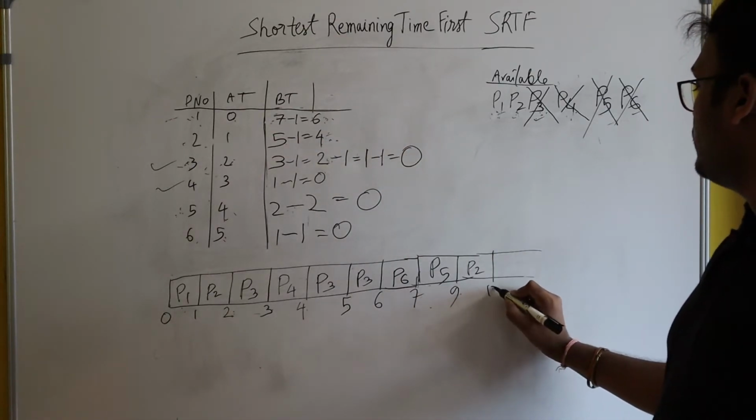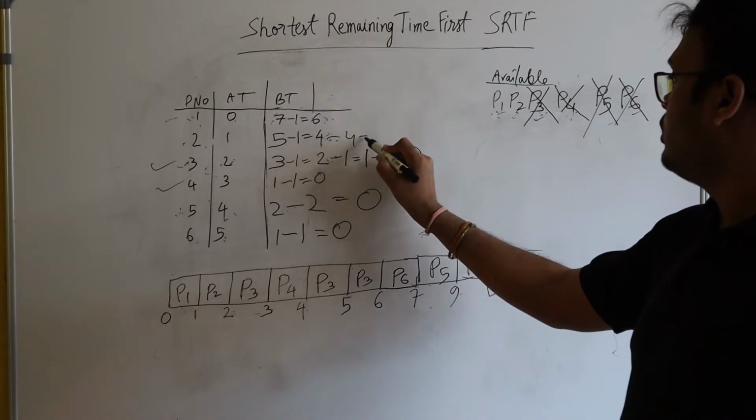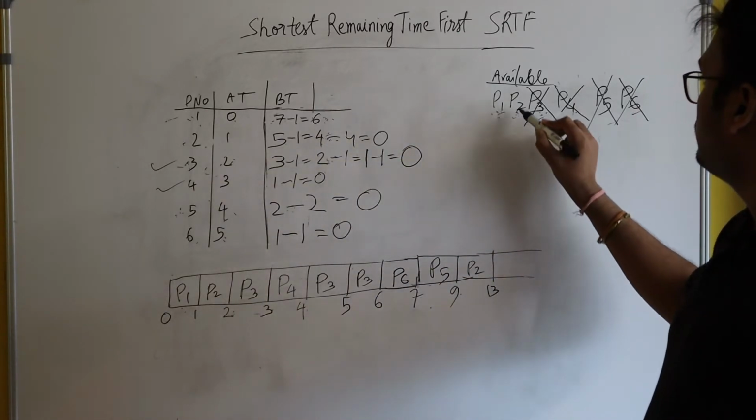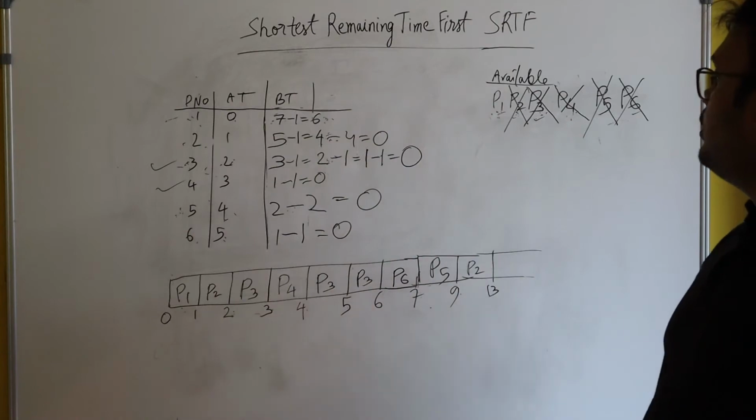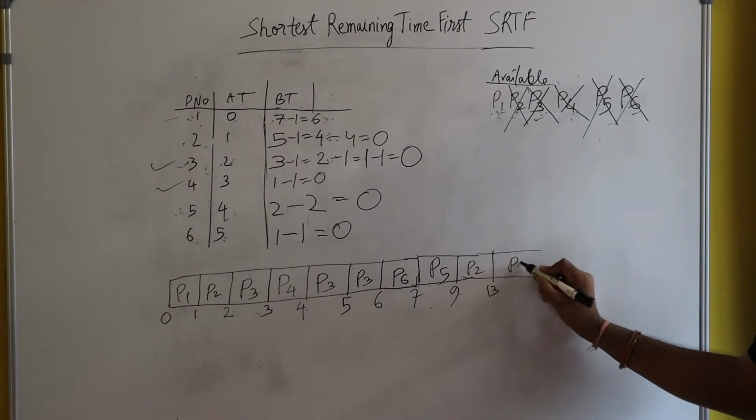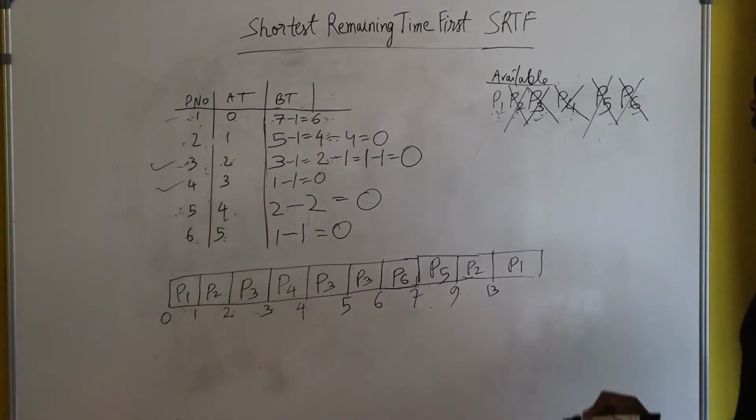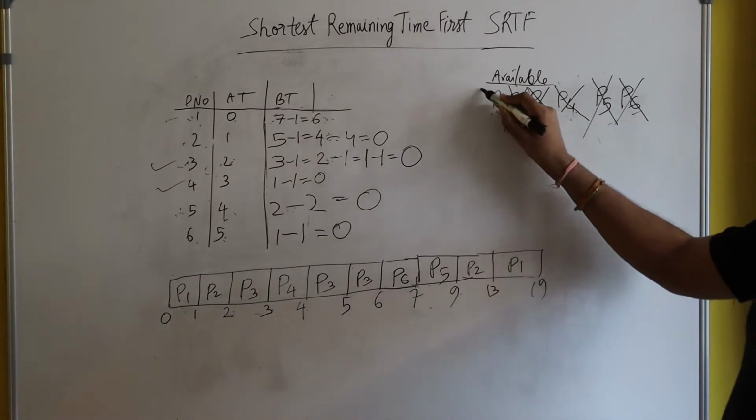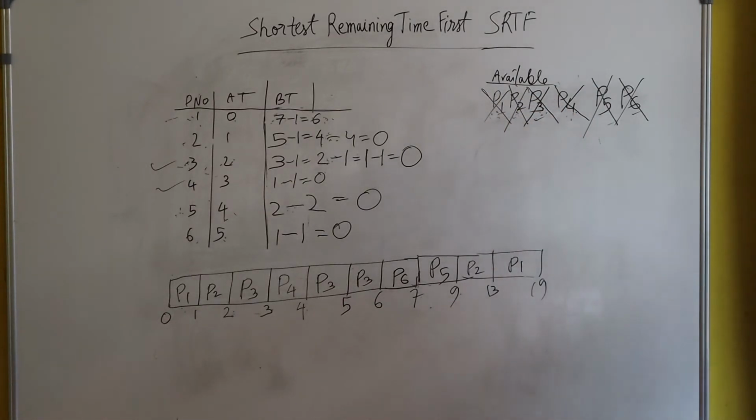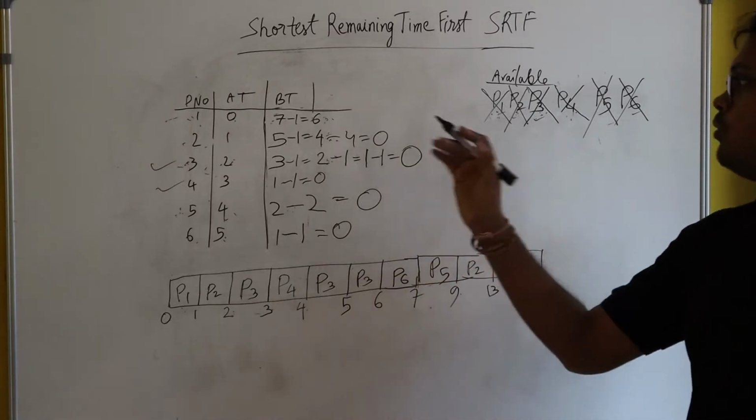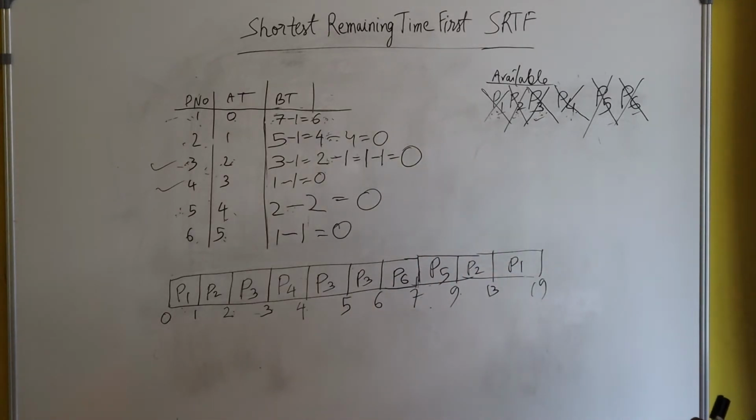So 9 plus 4, 13. Here 4 minus 4 is equal to 0, so P2 is also done. Now P1 is left, so P1 will be scheduled at the end. How much time is left? 6. 13 plus 6, 19. P1 is also completed. So here you see how the SRTF algorithm works.